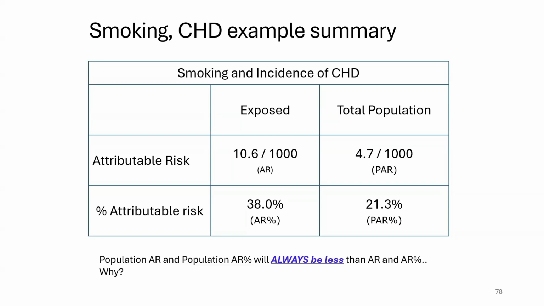So when we examined our attributable risk among the exposed, it's higher when you're just looking at the exposed compared to what you expect in the total population. Similarly, when you're looking at the percentages, the attributable risk percent is greater than what we see in the population.